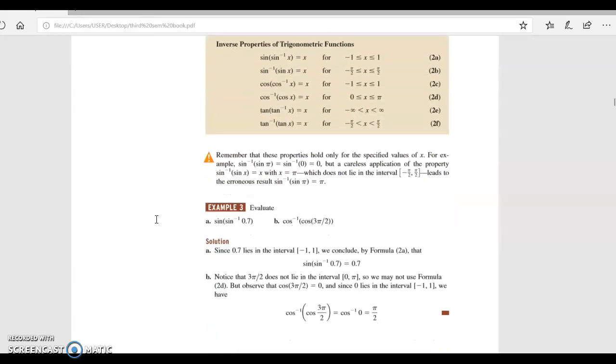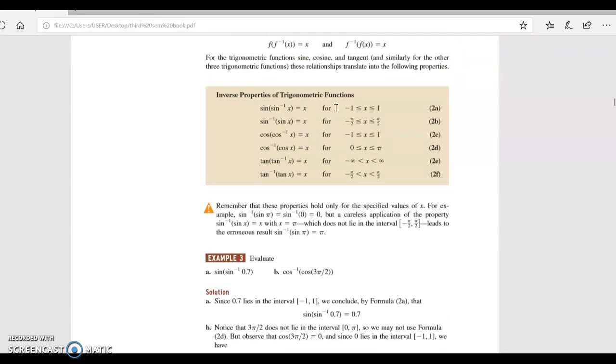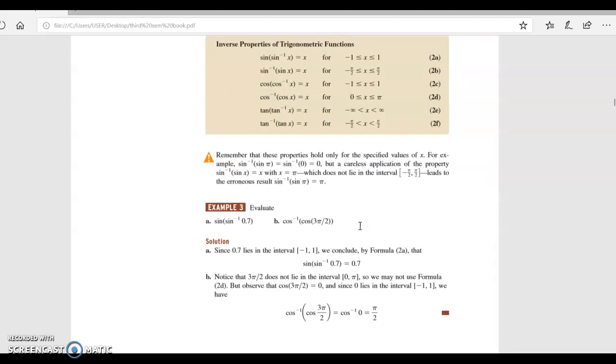We also have to remember that the sine inverse of sine pi is not equal to pi, because sine inverse of sine x equals x only in the interval minus pi by 2 to pi by 2. Pi is outside this interval, so at that point this result is not satisfied. This result is satisfied only in this interval.